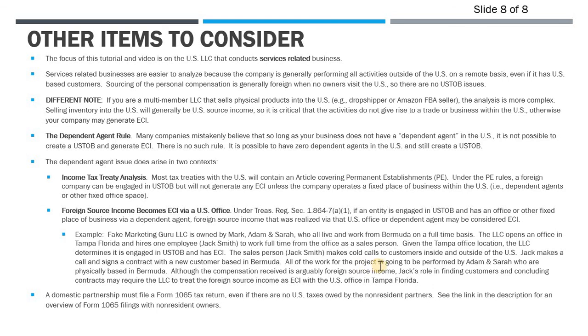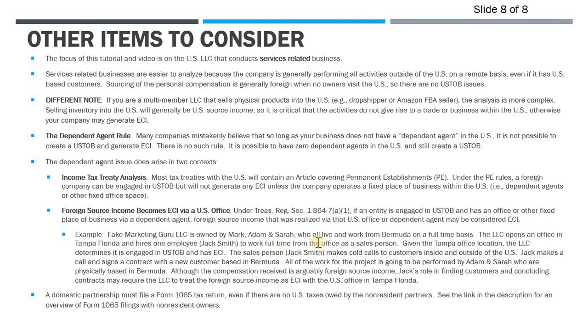The salesperson, Jack, makes cold calls to customers. So he makes a call to a customer in Bermuda. They sign a contract. All the work is going to be done by Adam and Sarah in Bermuda. Although this compensation is arguably going to be foreign source, with people in Bermuda performing the work and the customers in Bermuda, so it's likely foreign source income, because Jack is in the U.S. operating that U.S. office, his role in finding the customers might rope in that income as ECI anyway.